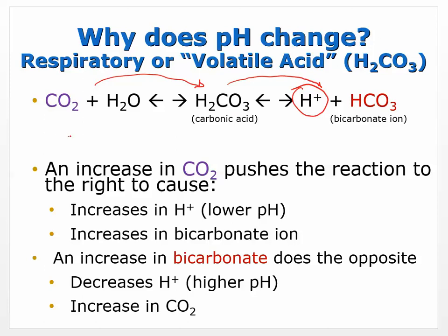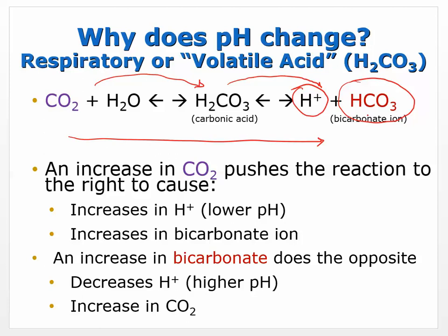I've already mentioned this, so this is kind of a review. An increase in carbon dioxide pushes the reaction to the right, increases your hydrogen content, which means a lower pH. It increases bicarbonate ion as well. Okay, so these are your blood gases. So you can measure these things.